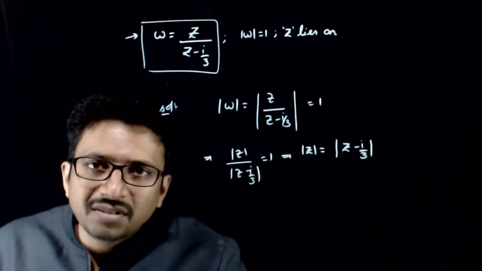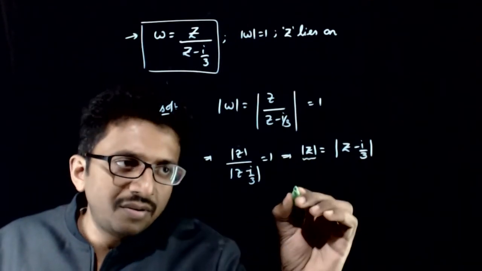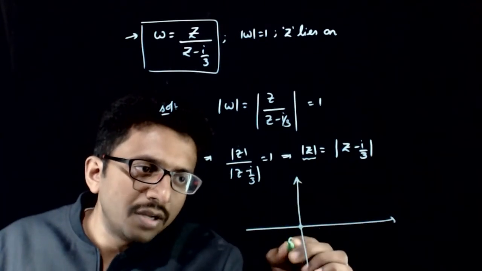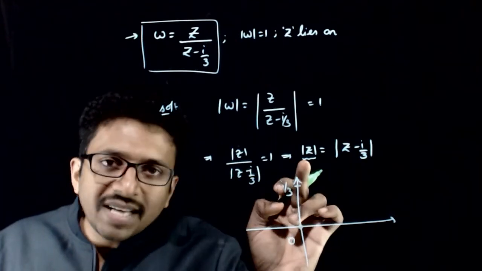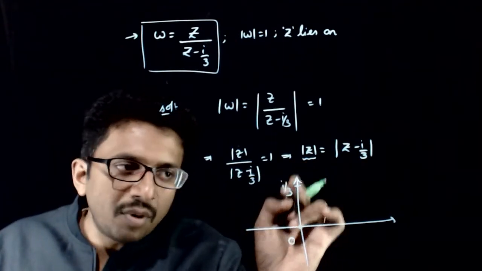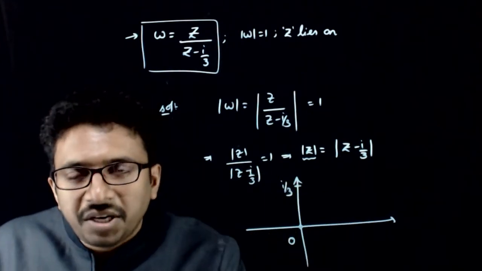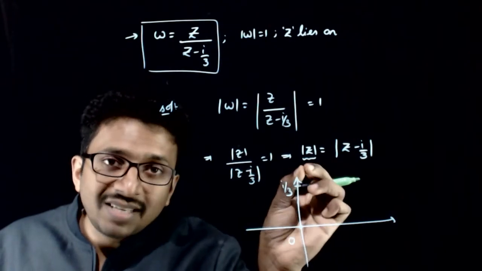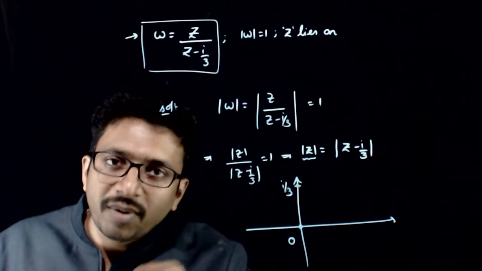What is the meaning of this? The meaning of this is the distance of z from origin. So if you draw the plane, let this be the origin. Let this be the complex number i by 3. So my z is such that the distance of z from origin is the same as the distance of z from the complex number i by 3. So where should z lie such that z satisfies this condition? z should be equidistant from origin and the complex number i by 3.